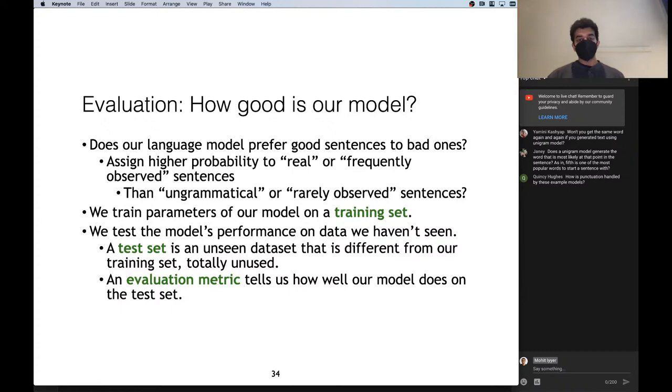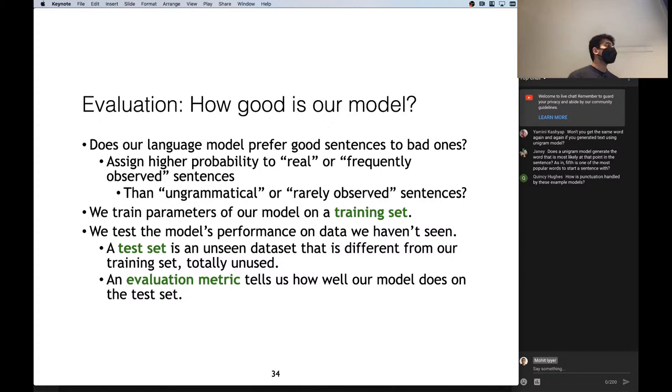We would like our language model to assign higher probability to real English sentences and lower probability to ungrammatical or invalid or nonsensical sentences. And the way we do this is using a common paradigm that is used in any machine learning application. We train our language model on some set of data, which is called the training set. And train in the context of language model means we count these occurrences of bigrams and words and so on. And then we evaluate our model on some data that the model has never seen before. So this is called our test set.